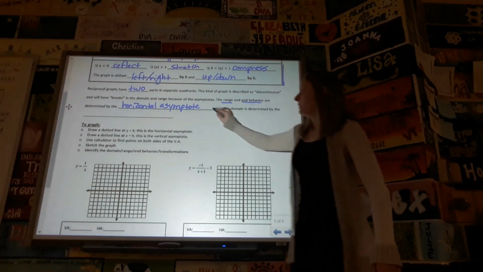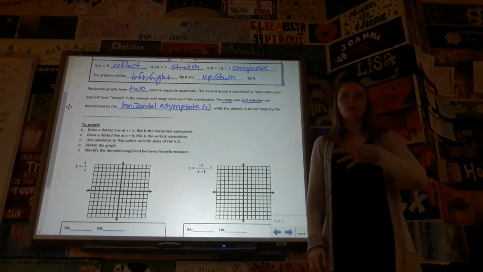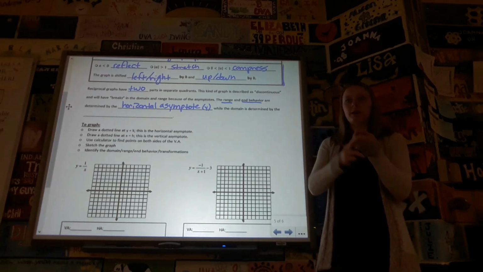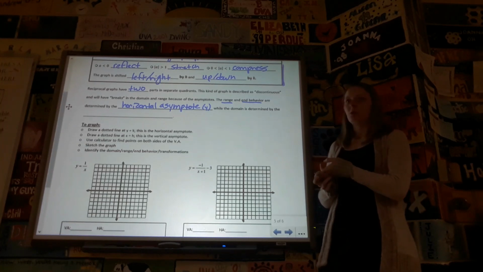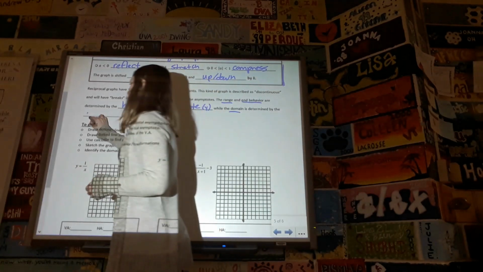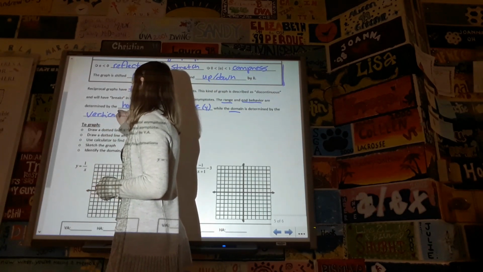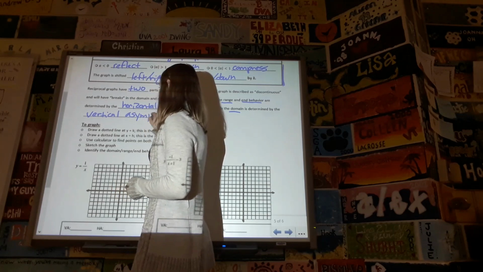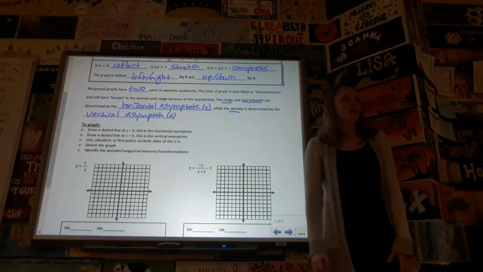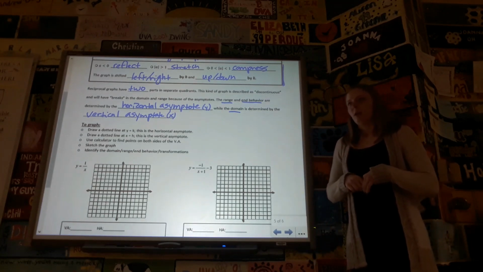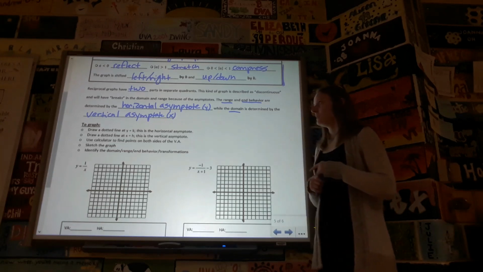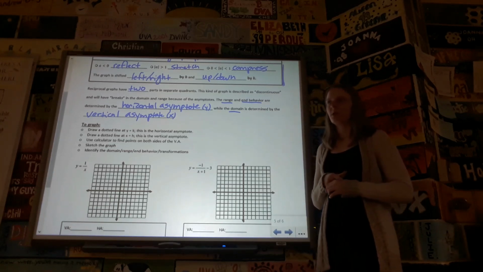The horizontal asymptote is in terms of y because it's y equals k, right? So anything that involves a y, the range, the end behavior, those are going to be determined by the horizontal asymptote. The domain, which is in terms of x, is going to be determined by the vertical asymptote, because that asymptote is in terms of x again, x equals h. So they're really closely related. The range and end behavior are dependent on a horizontal asymptote, and the domain is going to be dependent on the vertical asymptote. So keep that in mind.